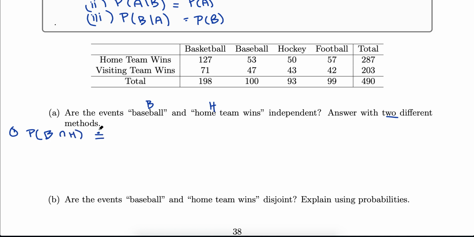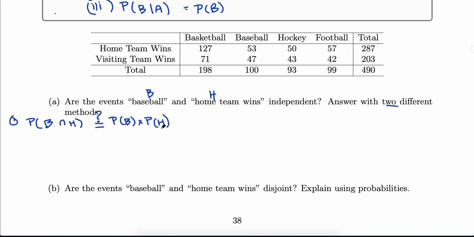I want to see, put a little question mark here, is that the same thing as B times H? Now remember, calculate these two sides separately and see if you get the same conclusion. So we've got our table, B and H, baseball and home team winning. There's 53 that meet that criteria. And be careful, there's no given information here, so the denominator is out of the overall total. 53 meet both criteria out of the overall total. So 53 out of our 490.